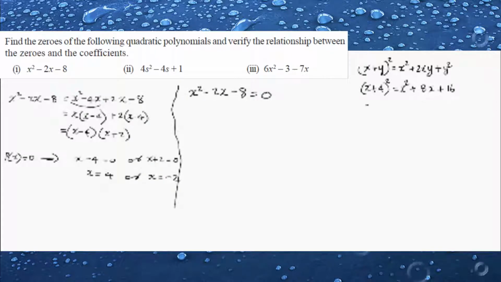And suppose the sign is minus, x minus 4 whole square, how will this be? You know the difference, right? It will be x square minus 8x plus 16. Okay. So in this case, you compare the coefficients. So look here, we will arrange this given polynomial, given equation, in this form.